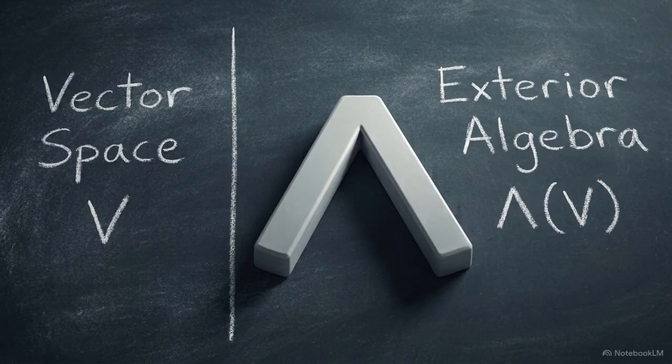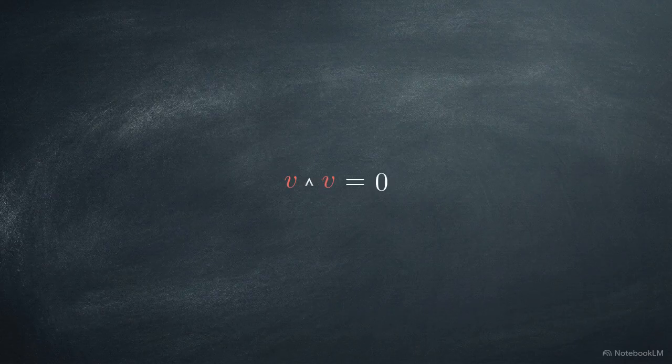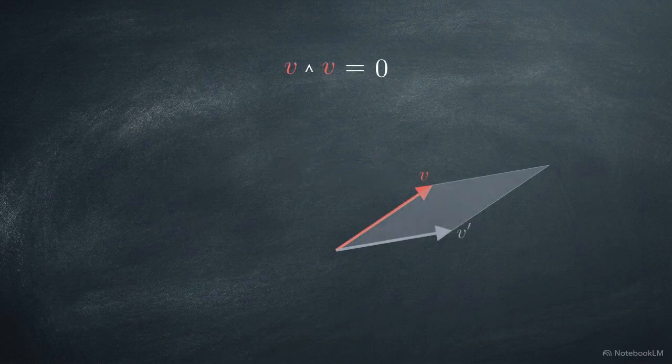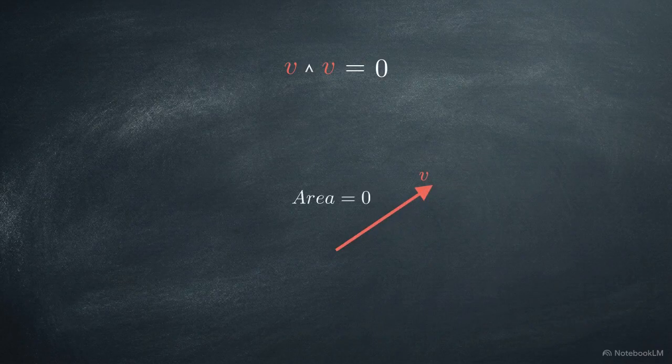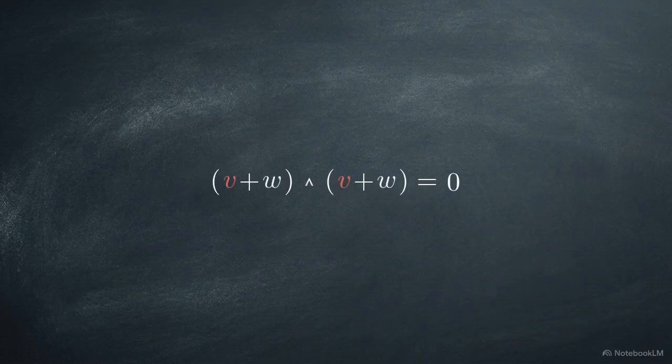On the right side of this board, we are building the exterior algebra. The operator that drives this space is the wedge product. This equation defines the fundamental axiom of the entire algebra. It is the alternating property. Wedging any vector with itself equals 0. Geometrically, if you try to span an area using the same line twice, it collapses into 0 area.